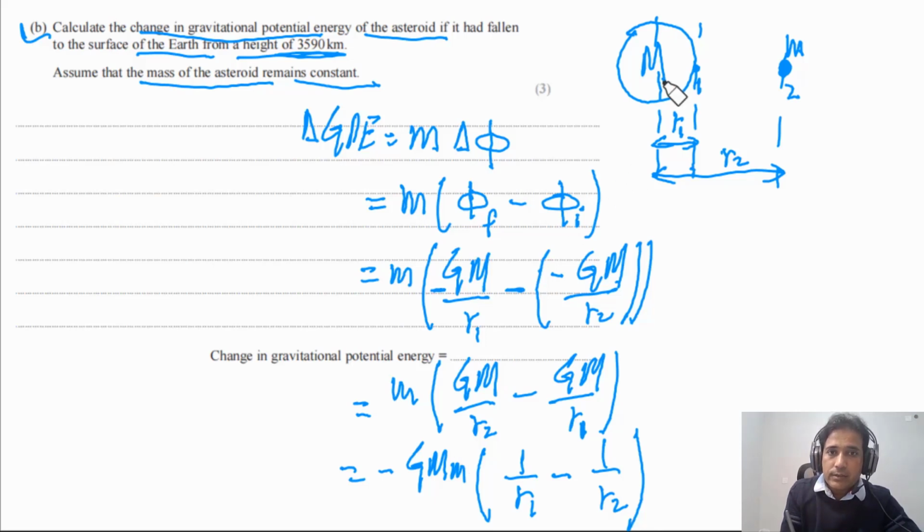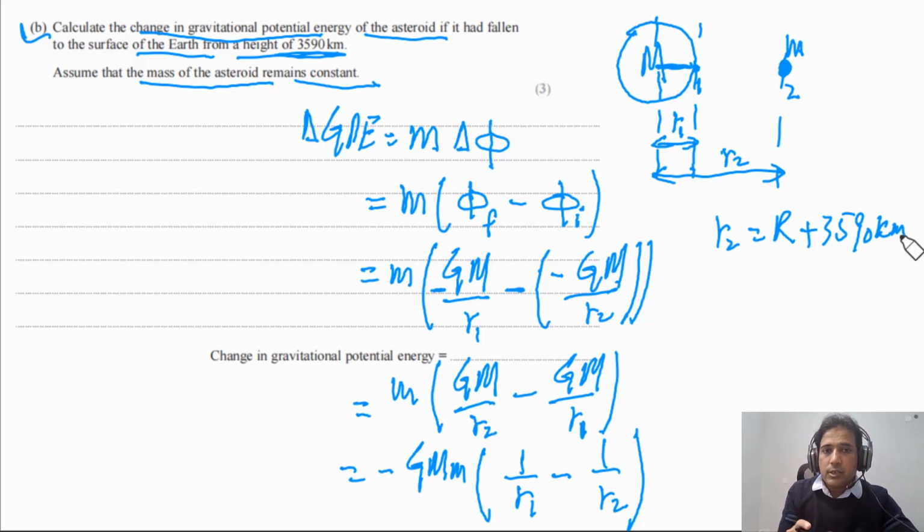So what is R1? It is the distance from the center to the surface, so this is the radius of Earth. And R2 is the radius of the Earth plus this distance. Let me write it down. This will be the radius of Earth plus this distance, 3,590 kilometers. Now simply plug in values and you can find the answer. So this is how you need to approach it.